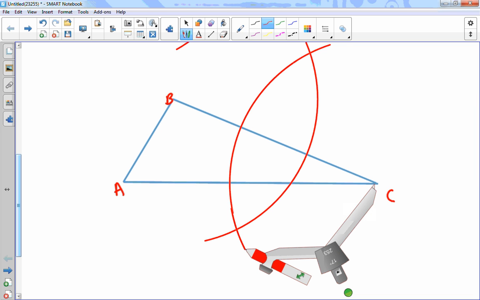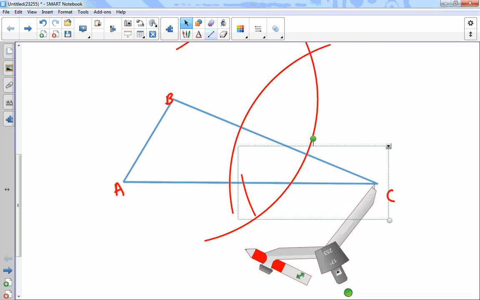Now with your ruler, connect them all the way through. Oops, no, don't do that. I haven't had time with this board today.